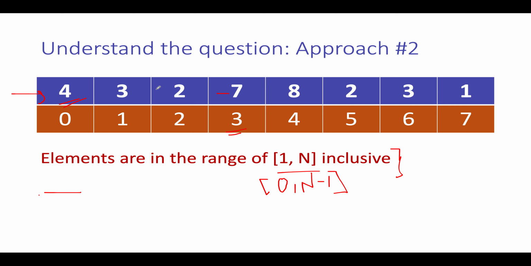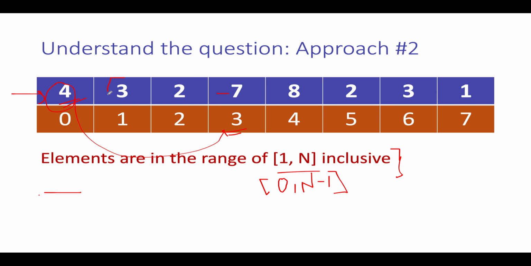Why am I subtracting 1 from the current element? Because of this discrepancy. The range starts from 1 to n and the indexes start from 0 to n minus 1. So I'll subtract 1 from it and jump on to the third element and negate it. So 7 has been updated to minus 7.